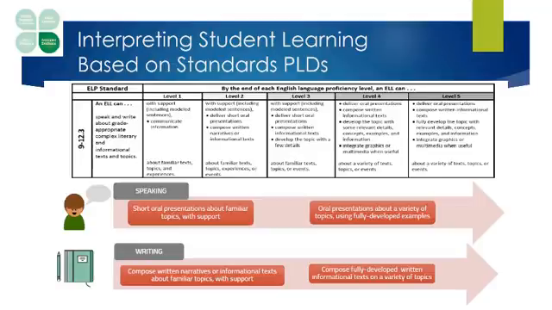Let's examine how the standards level descriptors describe a learning and language trajectory for students. For Standard 3, in the domain of speaking, the learning progression ranges from delivering short oral presentations about a familiar topic with support at Level 2, to delivering oral presentations about a variety of topics using fully developed examples at Level 5. For the domain of writing, the progression follows a similar trajectory. Interpreting students' language output using the PLDs provides us with concrete information on which to base our decisions about instructional steps.